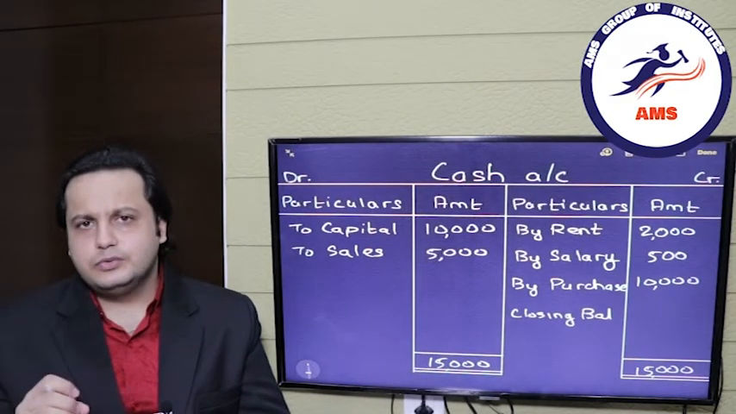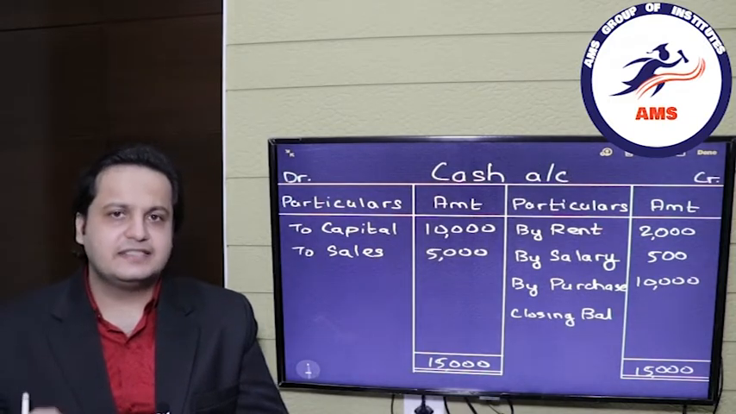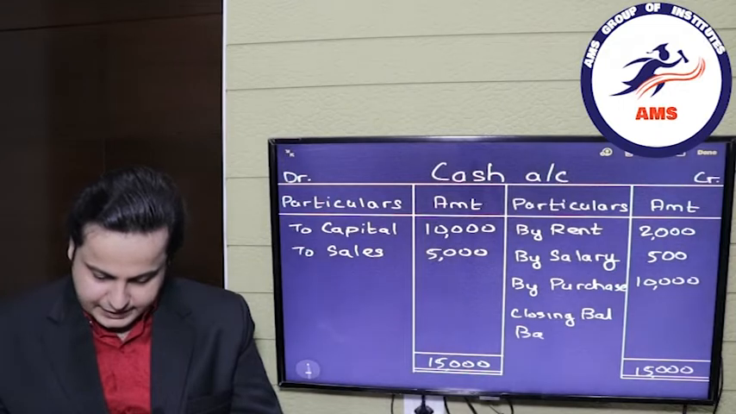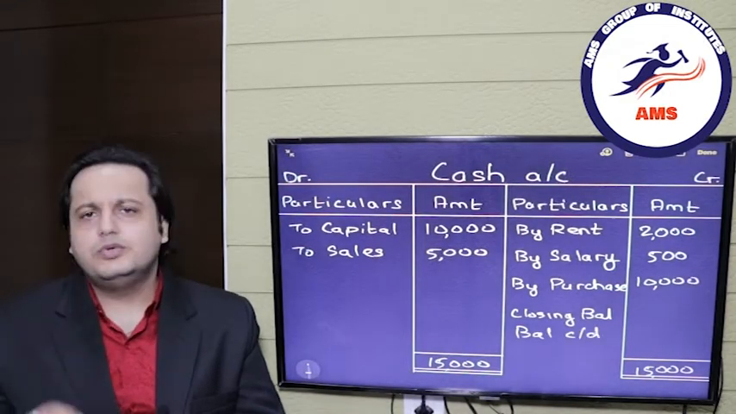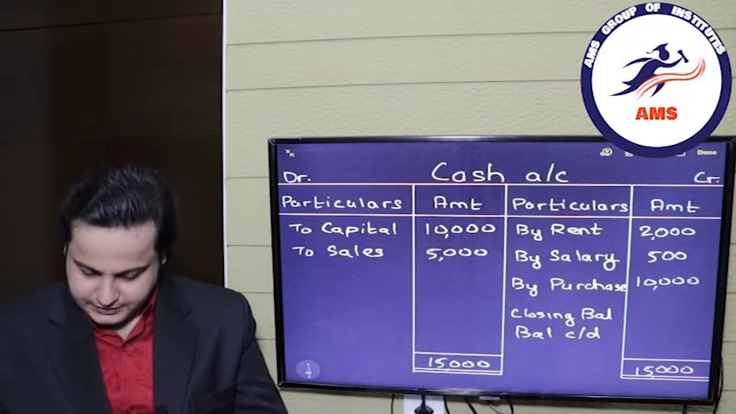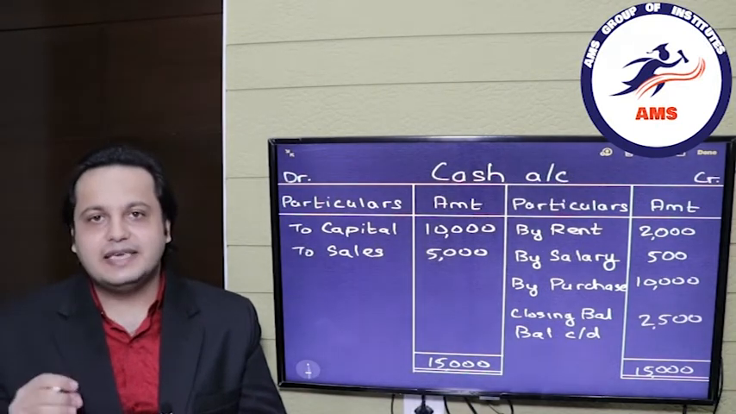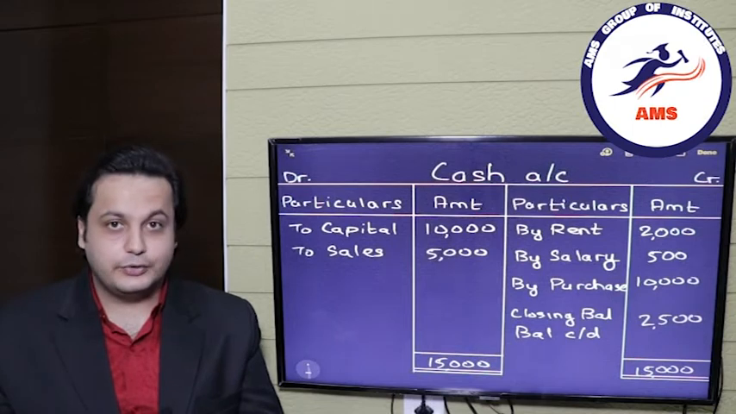Now in some schools and in some cases you will write it as the balance carried down. So the balance carried down. Both of these things are the same. So the amount was 2,500. So now we can say that the account is closed.